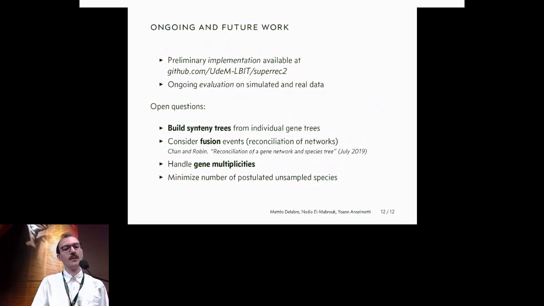And as a final food for thought, I'll just mention that it would be interesting to try to minimize the number of unsampled species that we use, because otherwise we can cheat by using a lot of unsampled species to do a lot of transfers. And as far as I know, this is not something that has been addressed before.